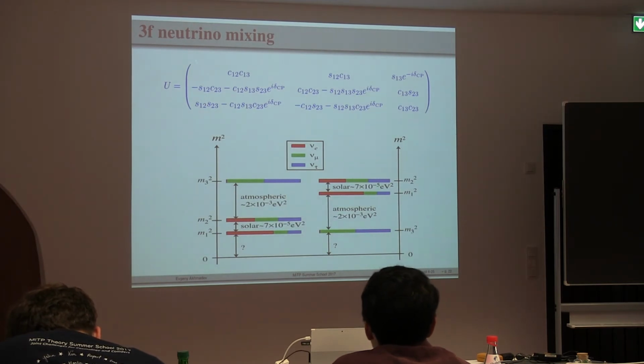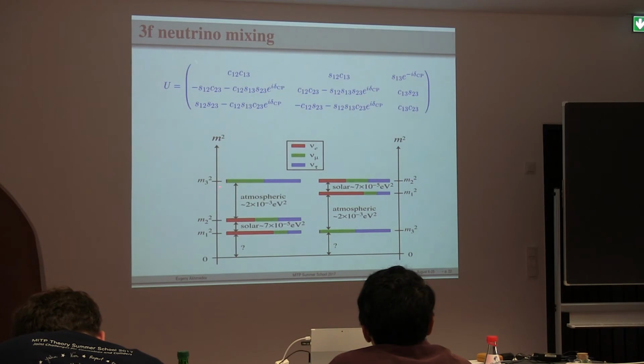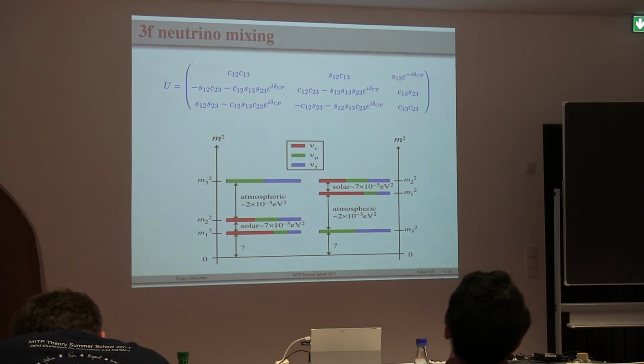Now, a very convenient and illuminating representation of this is given by these diagrams. So what we have here are the mass eigenstates with masses m1 square, m2 square, and m3 square in terms of the flavor states. By the way, we have two heavy states and one light state, or two light states and one heavy state, and we don't know which situation we have in reality.